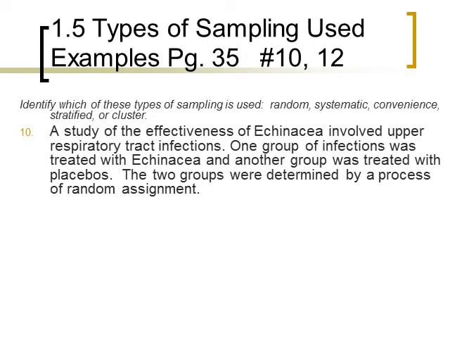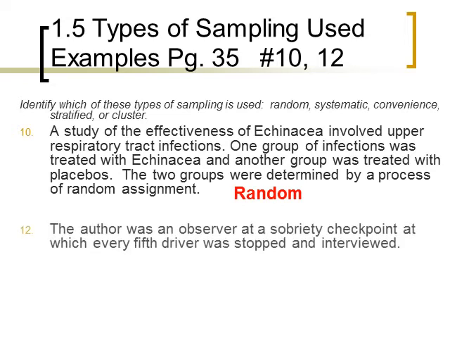So let's practice identifying which types of sampling are used. Is it random, systematic, convenience, stratified, or cluster? This is problem 10 on page 35. A study of the effectiveness of echinacea involved upper respiratory tract infections. One group of infections was treated with echinacea and another group was treated with placebos. The two groups were determined by a process of random assignment. So I'm going to pick out the word random here. This doesn't always mean it's random, but generally if they use that word, that is the type of sampling that's used. So it says the groups are determined by a process of random assignment. They're really not giving us any other hints other than that's what it is.